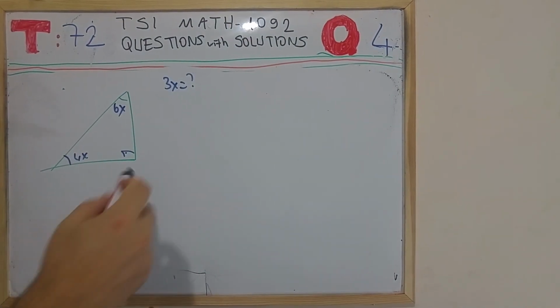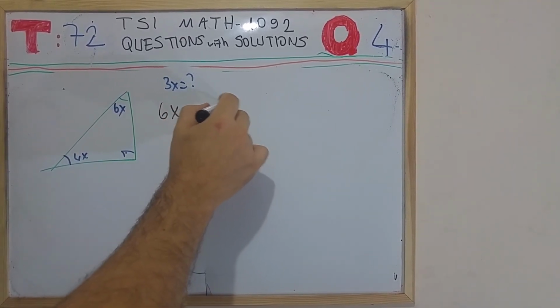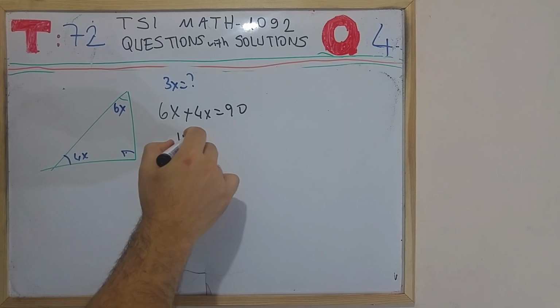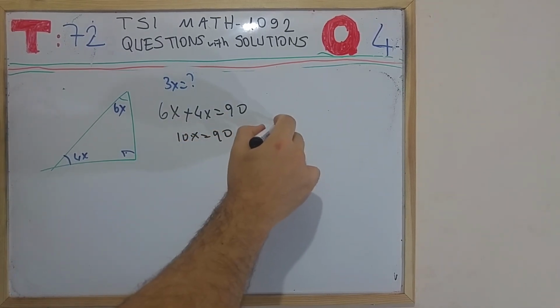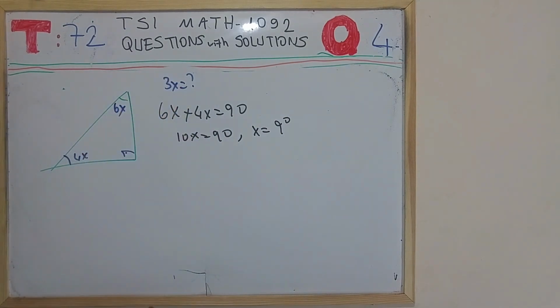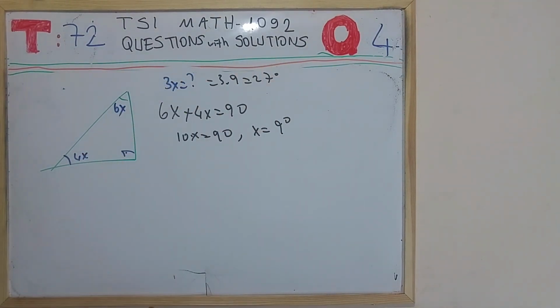So we have a right triangle here. 6x plus 4x will be equal to 90. 10x is equal to 90, and x is equal to 9 degrees. What I'm asked is 3x, and this is equal to 3 times 9, which is equal to 27 degrees.